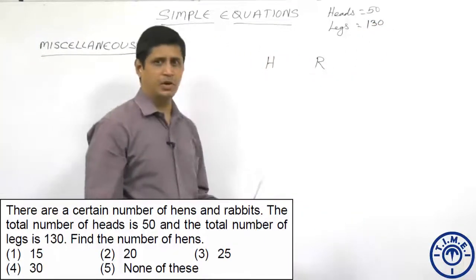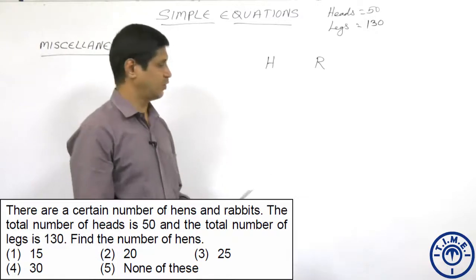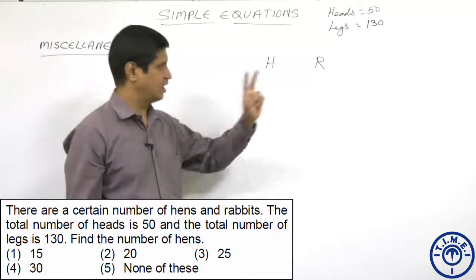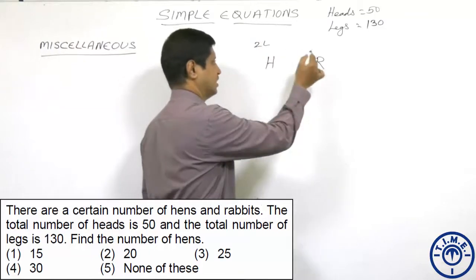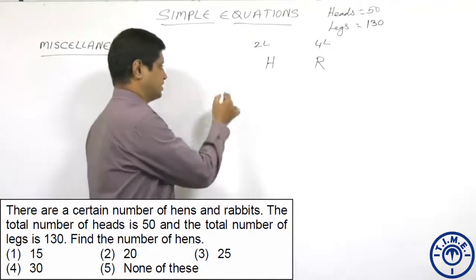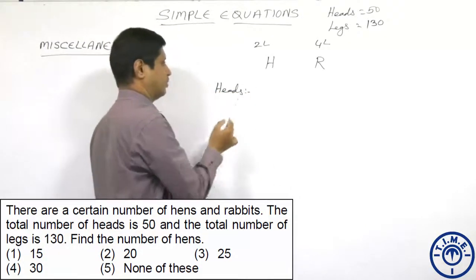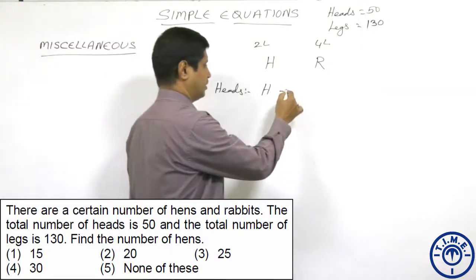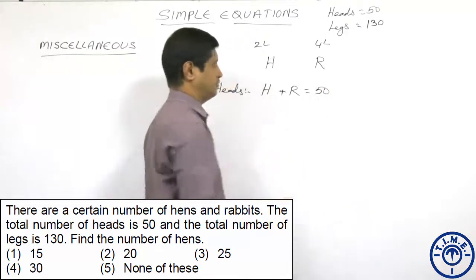Now what about the number of heads for each animal? Each animal has only one head. What about the number of legs? A hen has 2 legs, a rabbit has 4 legs. Now the number of heads: hen, H number of heads, rabbit, R number of heads. The total number is 50.